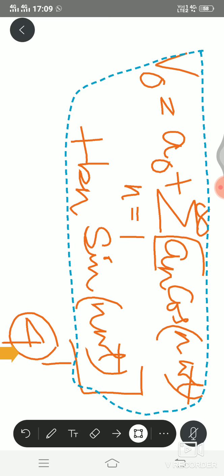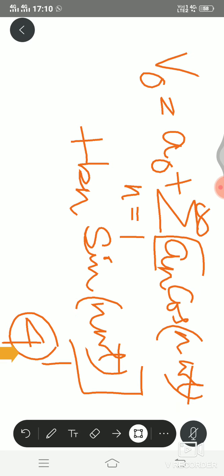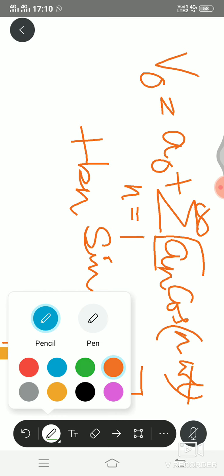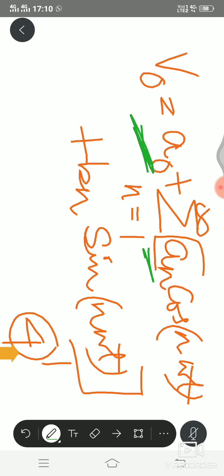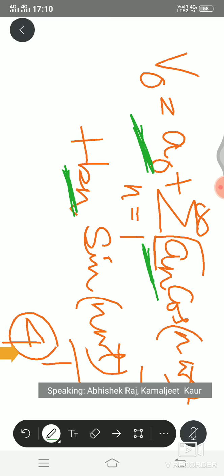The basic formula: V naught is equal to A naught plus summation n equals 1 to infinity, within square brackets, A n cos n omega t plus B n sin n omega t. Okay, equation number 4. So here A naught, A n and B n are all coefficients. We call these Fourier coefficients. So we have to now find them out. I think equation number 4 is over for all of you.